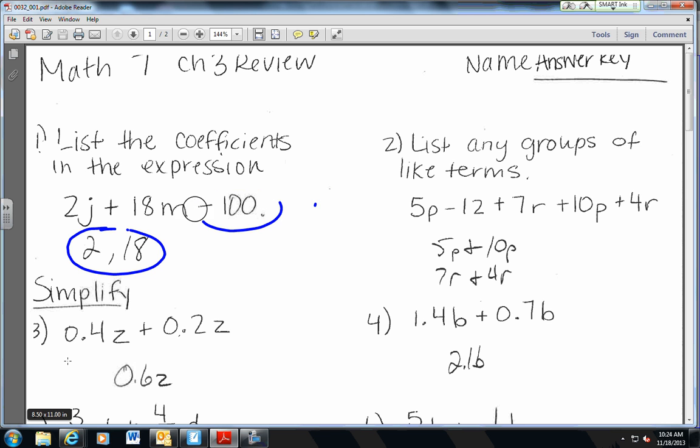J and m are your variables, and the minus 100, so it'd be negative 100, is your constant. Okay, so in number one on this problem, the answer is just 2 and 18, but for your test, make sure you know all three because it could be about any of the three: constants, coefficients, and variables.